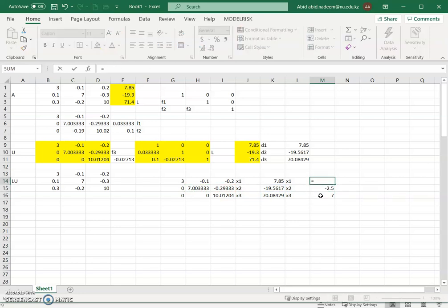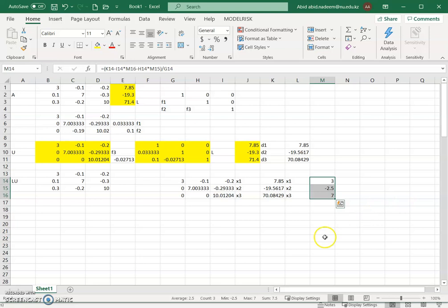And lastly, for the backward substitution, we will use 7.85, this one, minus this value multiplied by the value of x3, minus this value multiplied by the value of x2, and then divided by the coefficient of x1, so it will be 3. So we got 3, minus 0.2517. So this is how you will use the LU decomposition values to solve the system of the equations. So we got these results, x1, x2 and x3. Okay, now let's move back to PowerPoint.